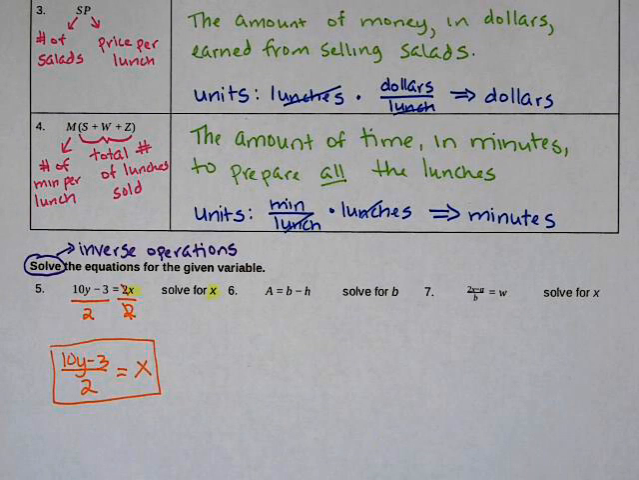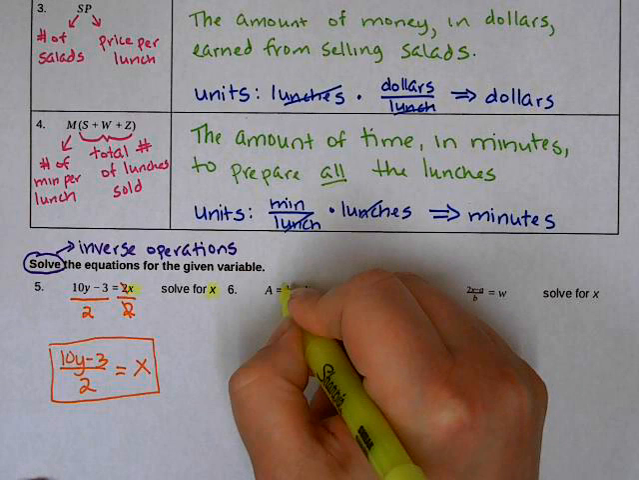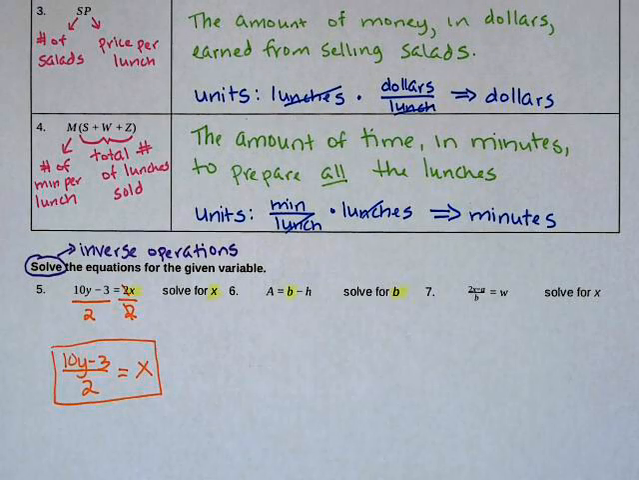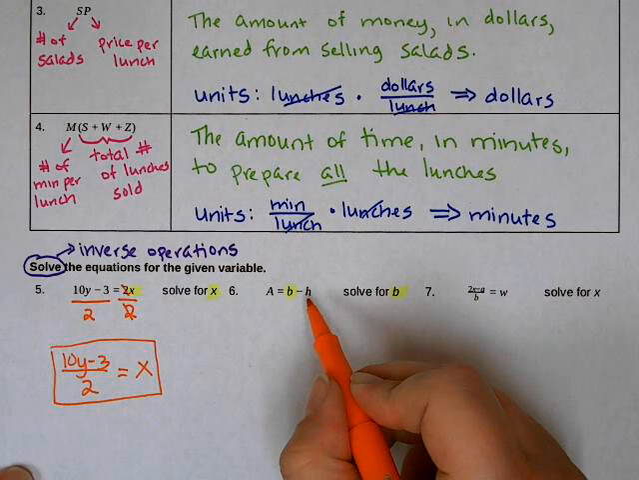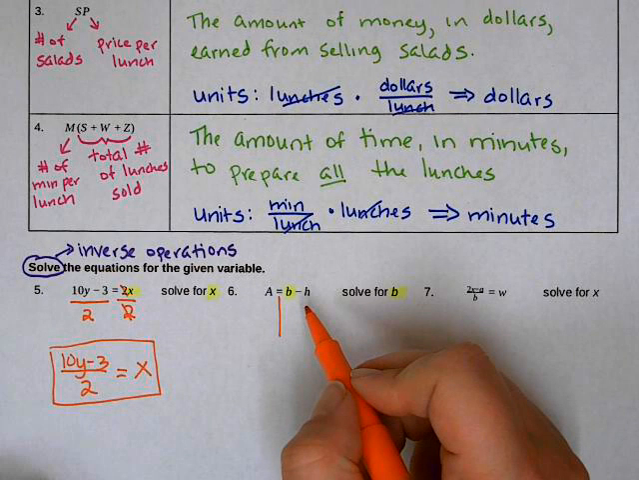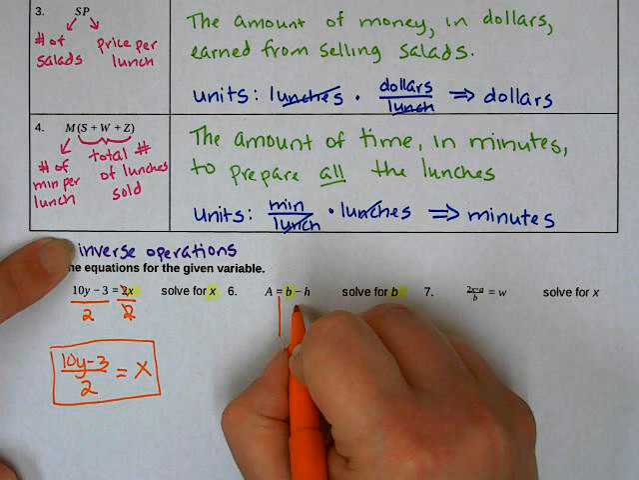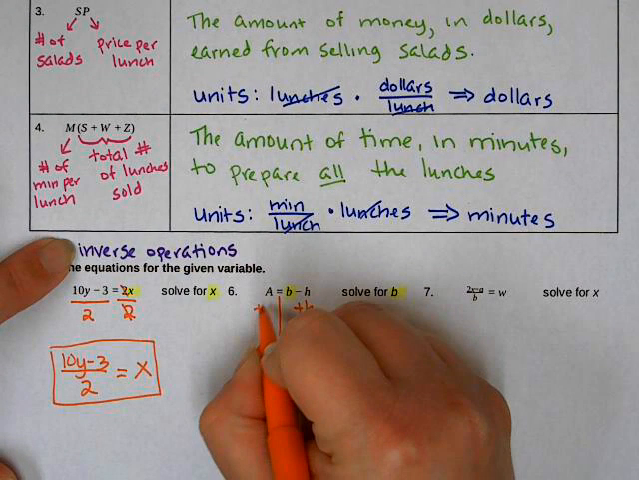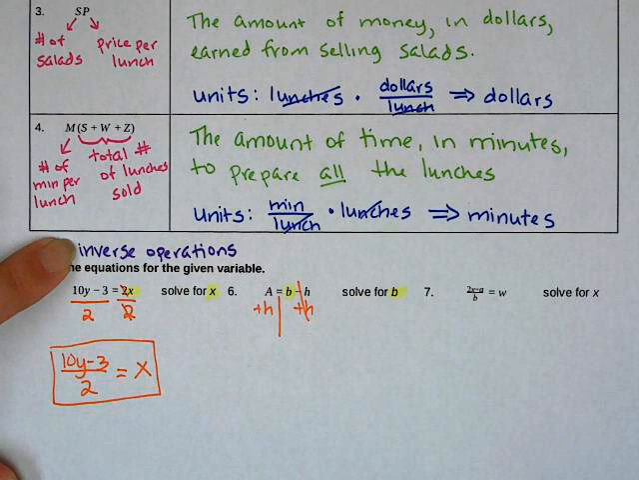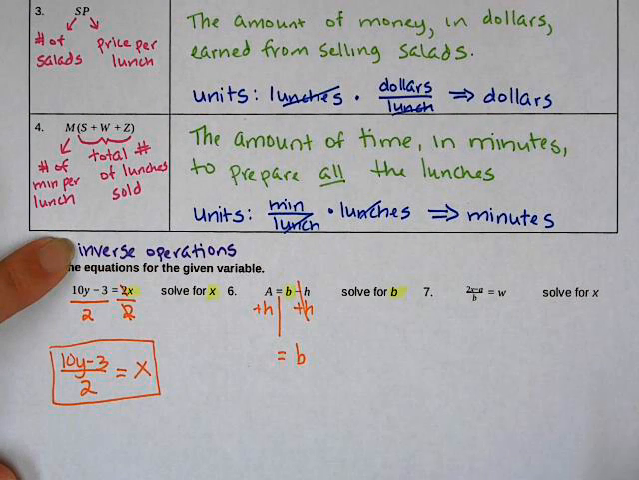Let's take a look at number 6. For number 6, it says solve for b. So if I look, b is right here in my equation. When I look at the b, it's not completely by itself because it's got this minus h along with it. So in order to get rid of that minus h, I'm going to use the inverse operation. So instead of subtracting, I'm going to add. So if I add h to both sides, that will cancel out on the right side. And I get b on the right.